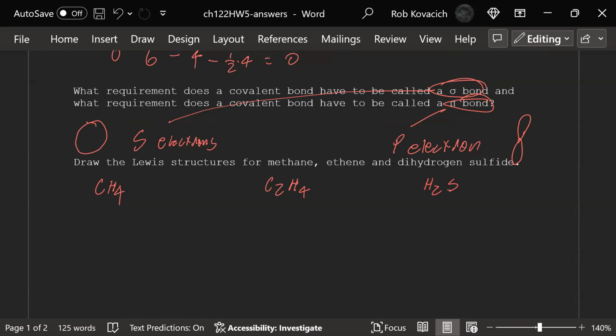All right, so I've got 4 plus 4, so there's 8 total electrons here. I've got 4 times 2 plus 4, so that's 12 total electrons. And here I've got 2 plus 6 gives me 8 total electrons. All right, so carbon, hydrogen, hydrogen, hydrogen, hydrogen, and I'm done with the methane.